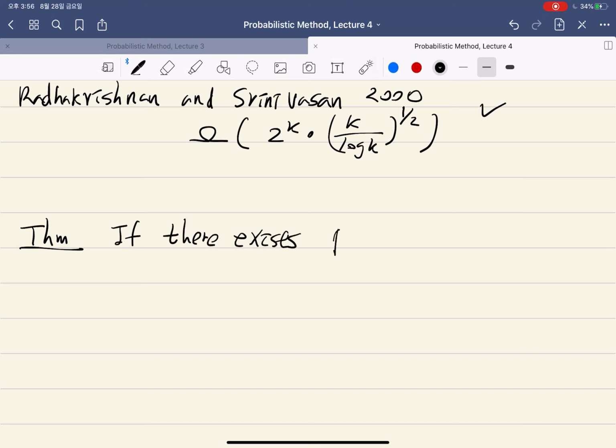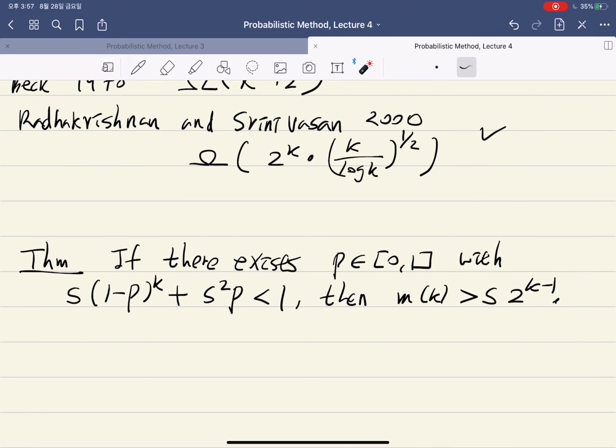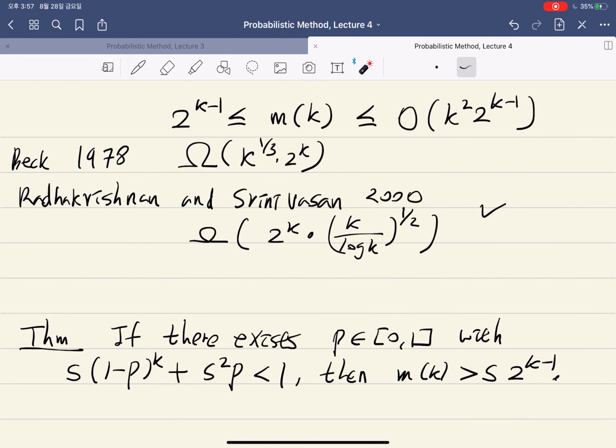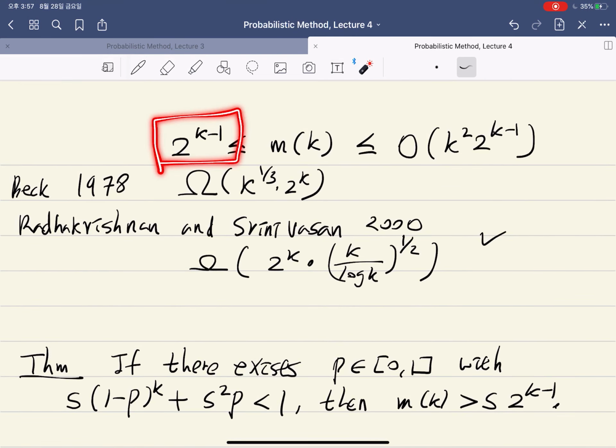Let's prove this. If there is p which satisfies s times (1 minus p)^k plus s squared p is smaller than 1, then m_k is bigger than s times 2^k minus 1. So this expression is such that later we will make sure that the number of edges... okay, let's recall how we have proved this.